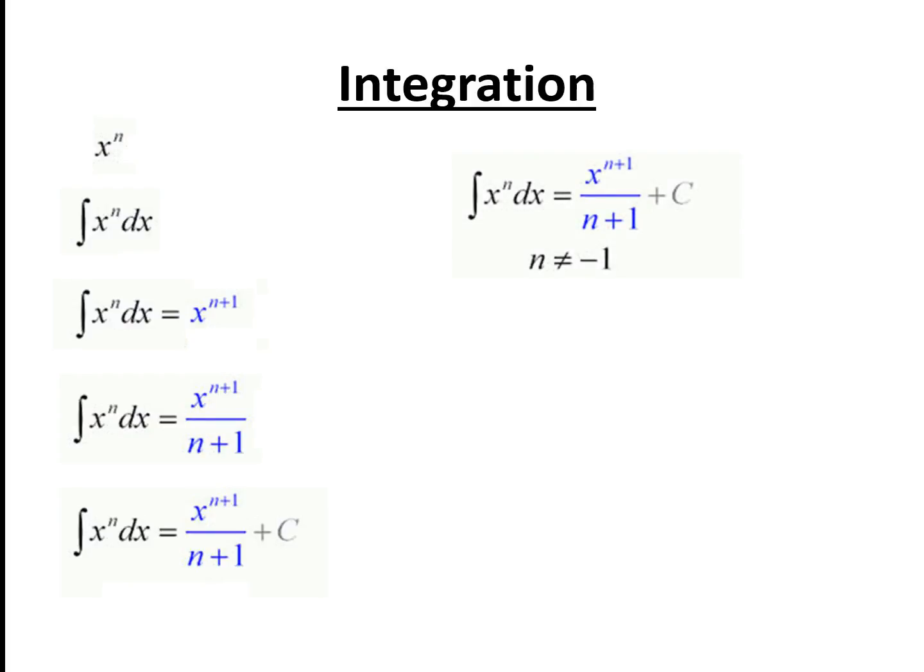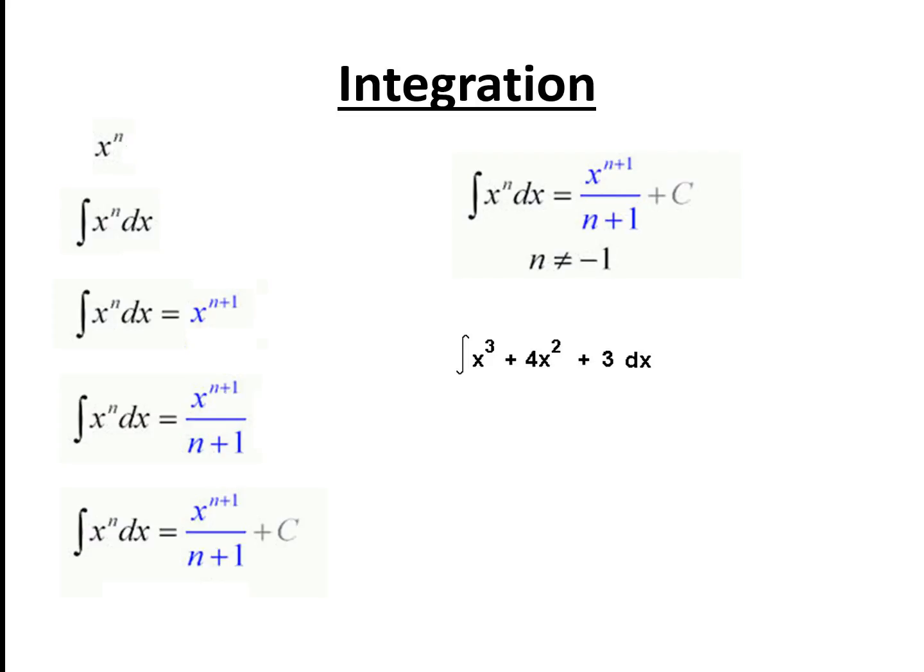And this only works for when n isn't equal to -1, because if n equals -1, so if this is x to the power of -1, then you get -1 plus 1, which is 0, which you'd be dividing by, and that causes all kinds of problems you want to avoid. If you're integrating x to the power of -1, you'll do that in A2 if you haven't done it already, and it becomes a logarithm. If you haven't done that yet, then don't worry about it.